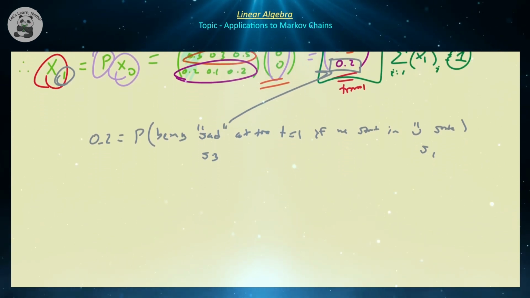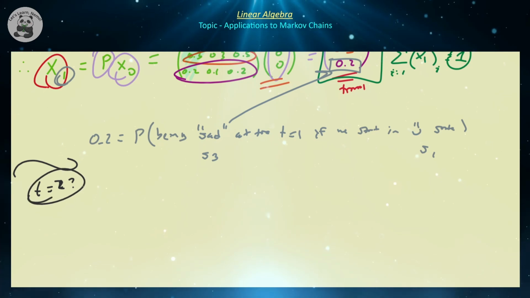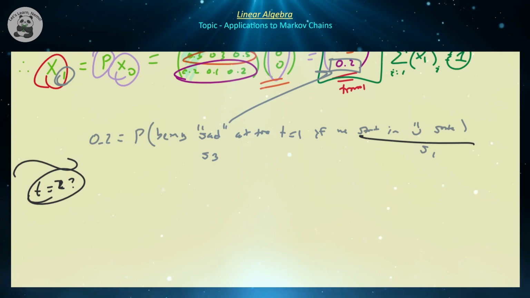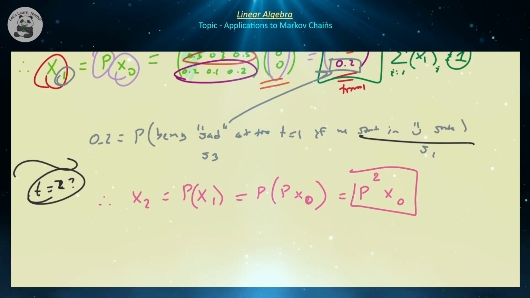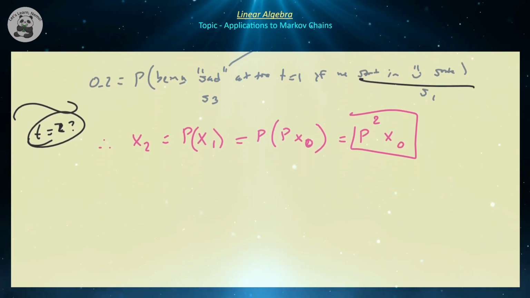Now, what's a little bit more interesting, because this is not exactly obvious, what about t is equal to 2? What's the probability of being in the happy state after 2 days, assuming that we start off in the happy state? What about neutral? What about sad? At t is equal to 2, by definition, that's going to be equal to p times x1. But x1, we already know, is just p times x0. So p times p is p squared, because matrix multiplication is associative. So we just have p squared times x0. So what is that going to be?